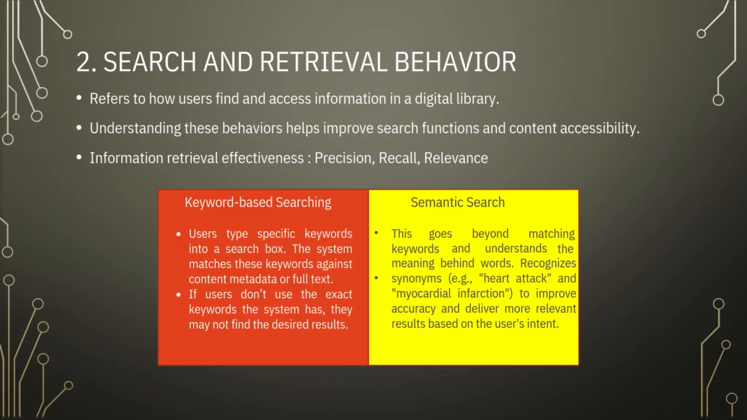In summary, understanding search and retrieval behavior allows public libraries to design search systems that are more accurate, user-friendly, and responsive to the real information needs of the community.